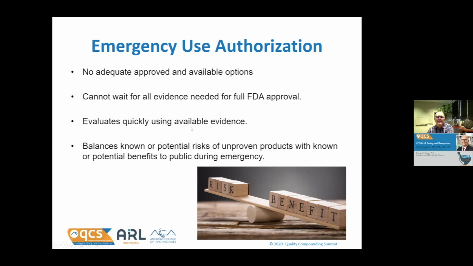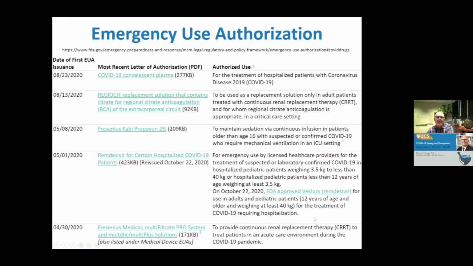When you're balancing the risk and the benefit to public health, it's important to evaluate quickly using the available evidence. And this, I thought, is very important: the FDA balances known or potential risk of the unproven products with known or potential benefits to the public during that emergency.